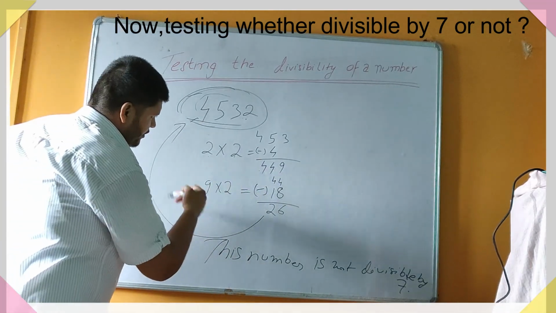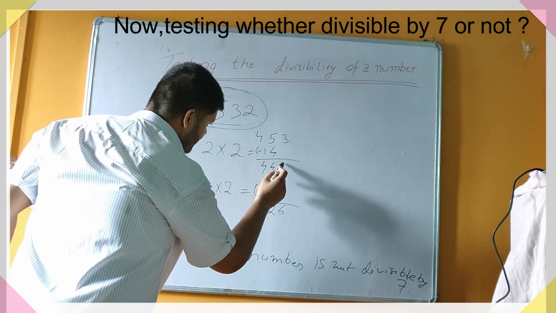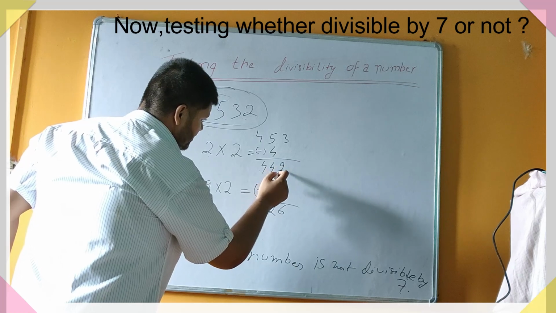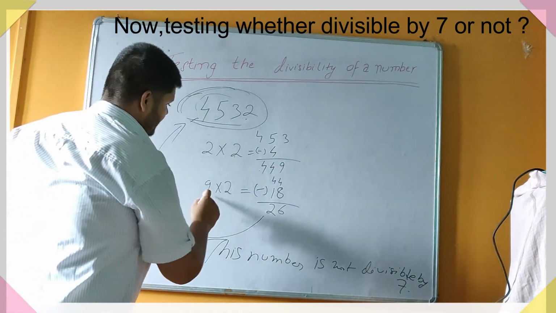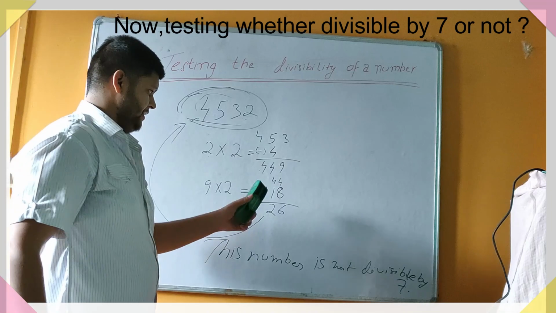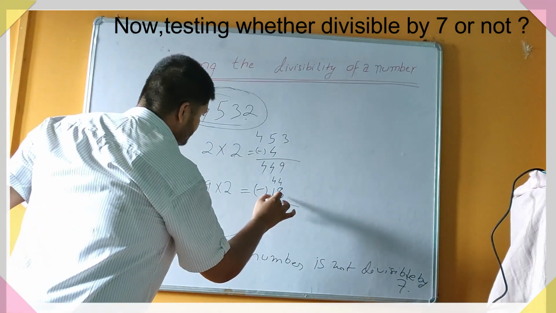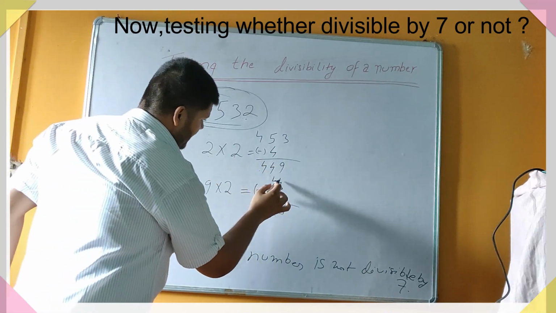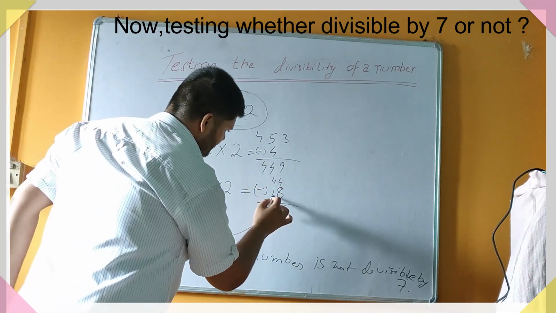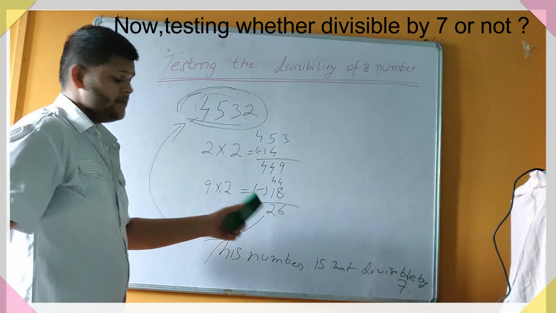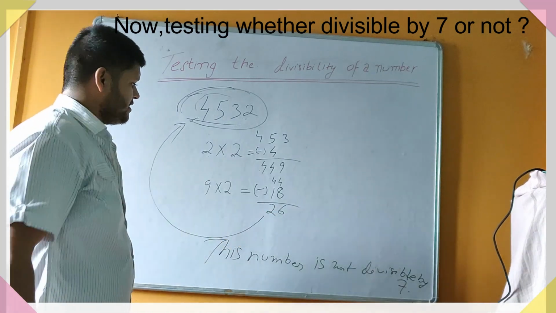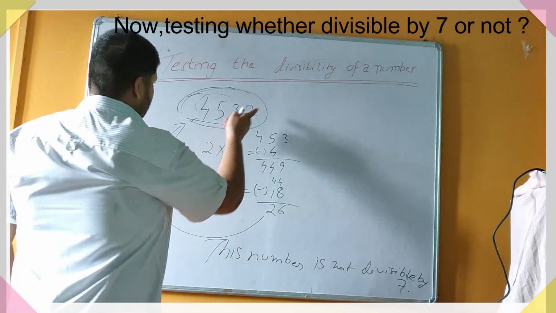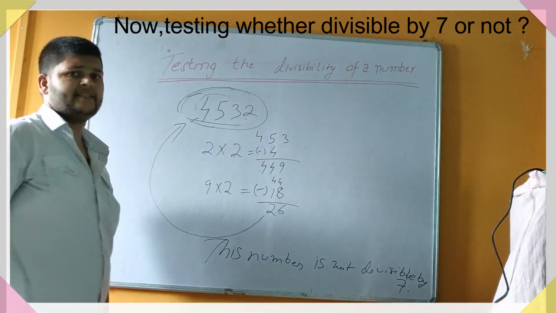Now again we are going to repeat the process. Within this number we are taking the unit digit 9 and doubling it, we are getting 18. This 18, once again, we subtract from the remaining digits. In 449, the remaining digits are 44. So 44 minus 18, you are getting 26. This 26 does not come under the table of 7. Then we can conclude that this whole number is not divisible by 7.